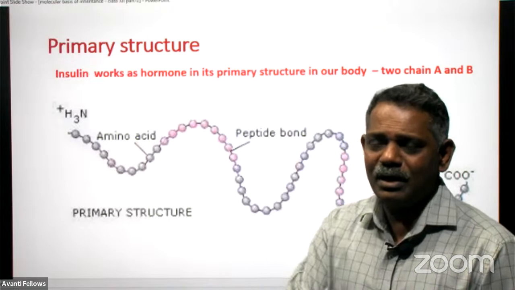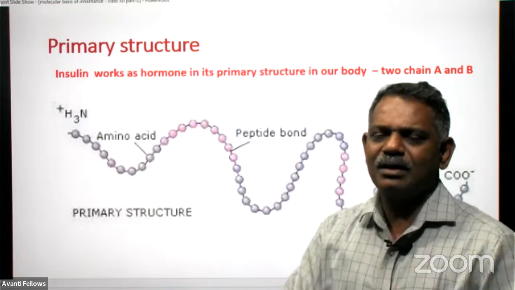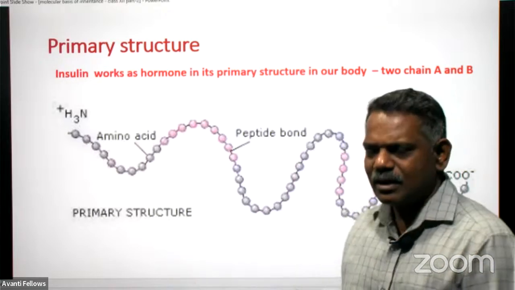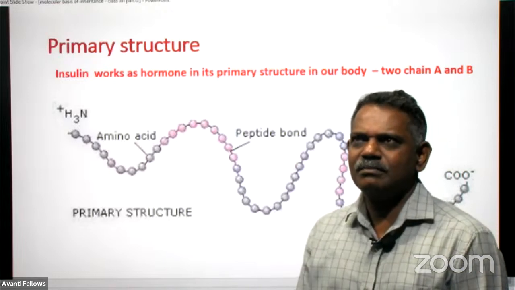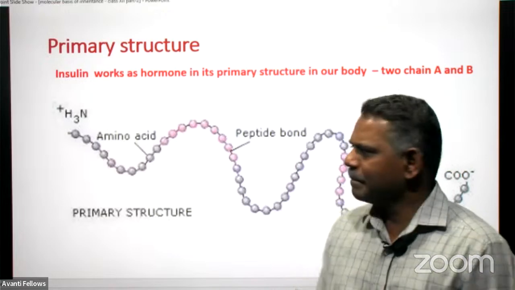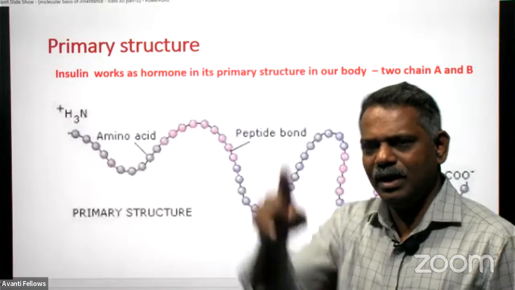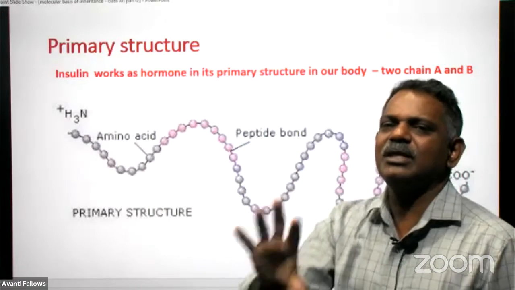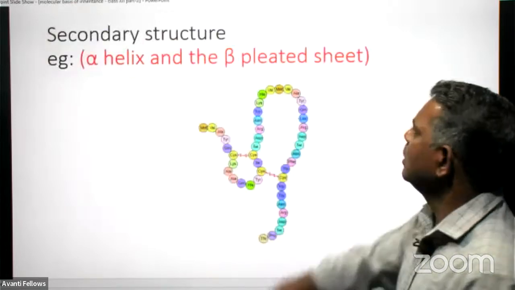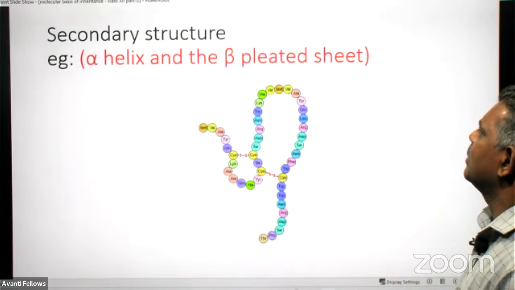The American company Lilly, they produce the A chain and B chain separately. That we will see later while discussing another chapter, biotechnology, where they made insulin artificially. Two chains, because a C chain is also there. A, B, and C. The C-shaped chain connects the A chain to the B chain. That is the primary structure only. And secondary structure, alpha helix and beta pleated sheet.